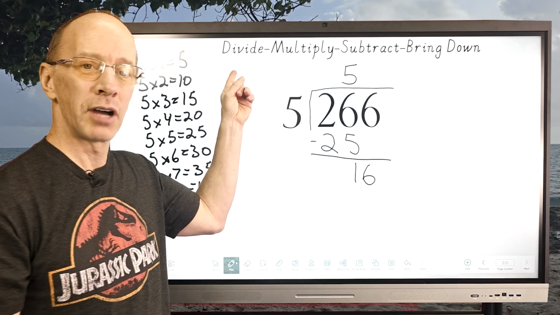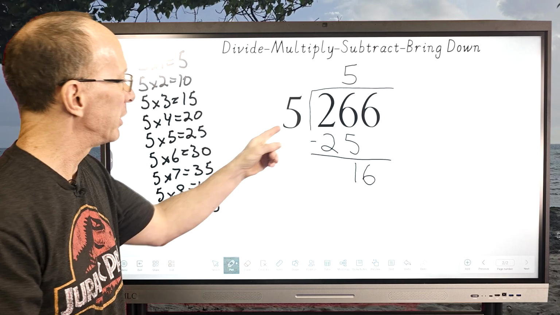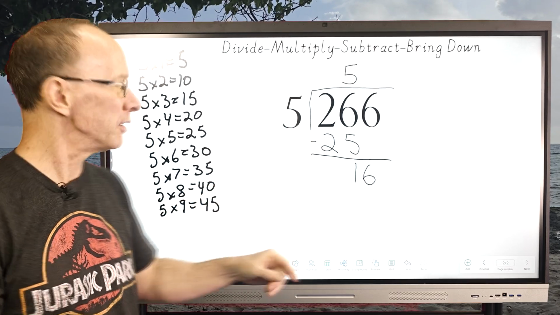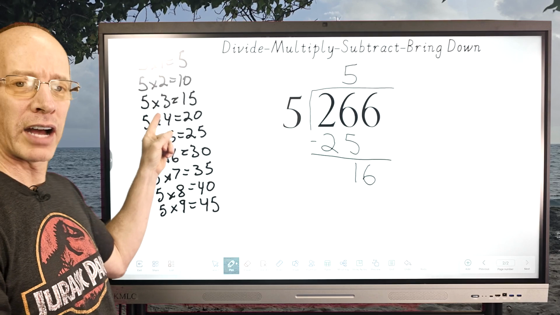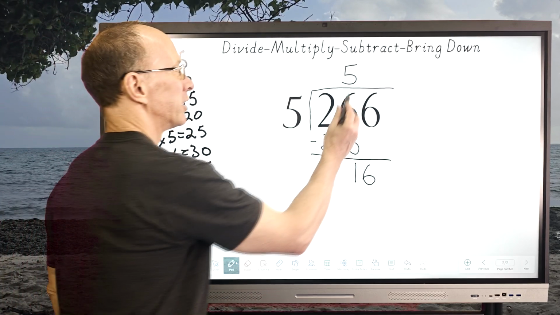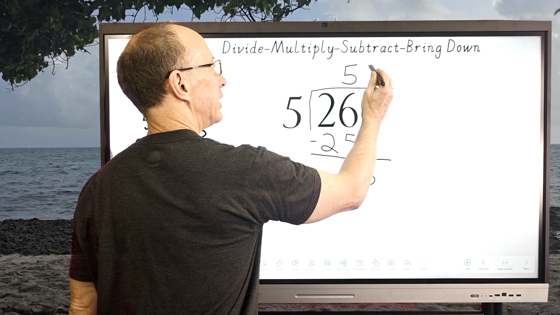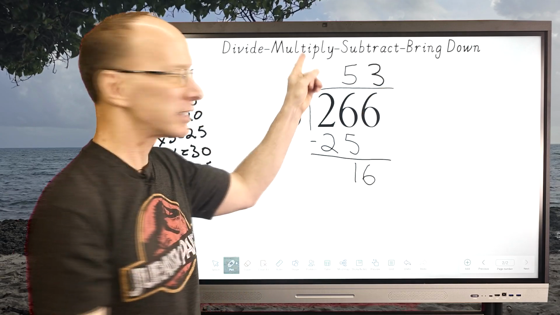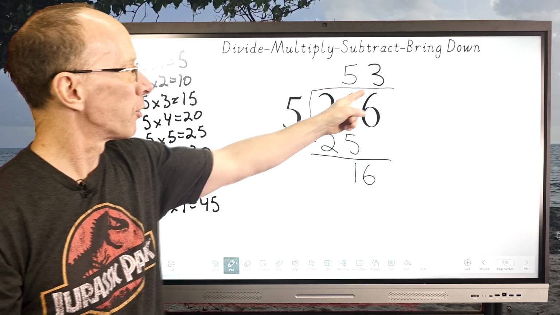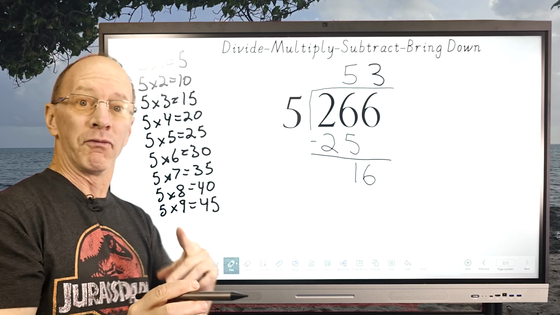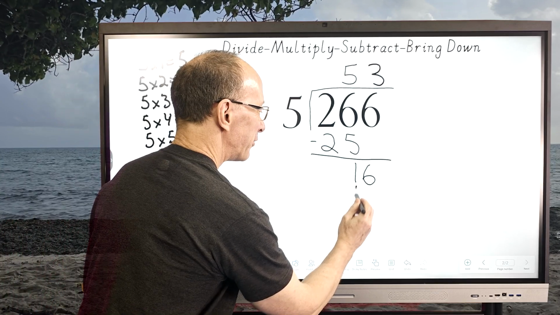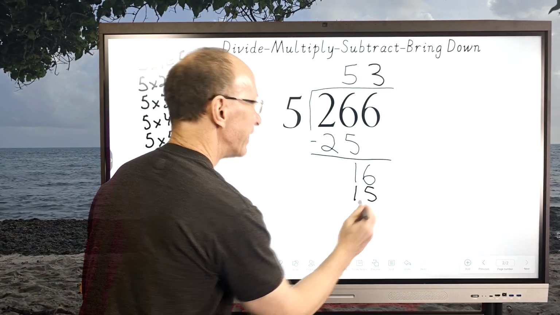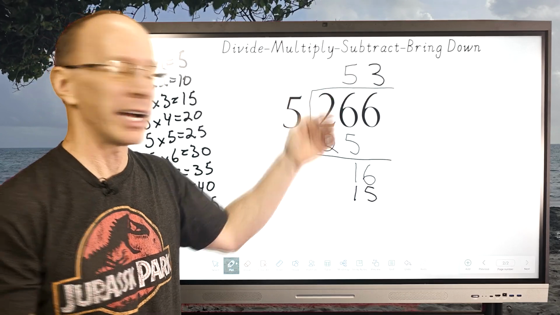We're going to start out with dividing. How many times can I put 5 into 16? Let's try 5 times 3, all right? That's a good number, so I'm going to put the 3 right here. And now my next step is to multiply. So 3 times 5 equals 15. So I'm going to put the 15 right here. And then the next step is subtract.